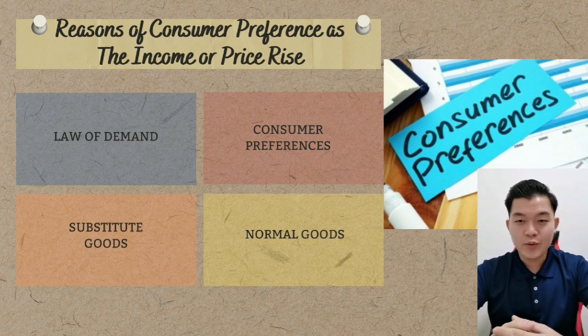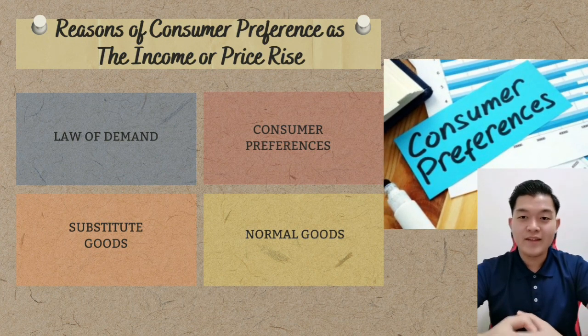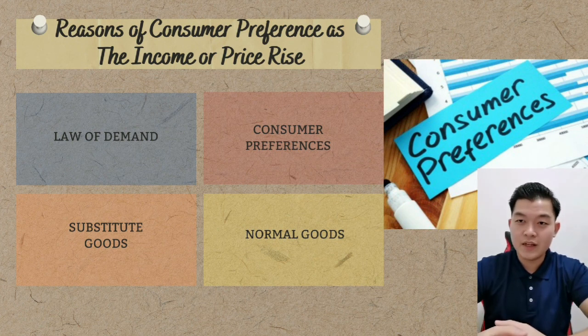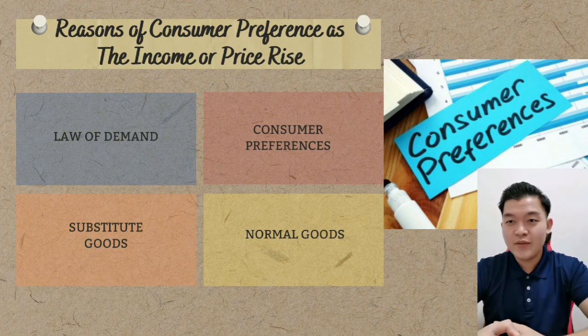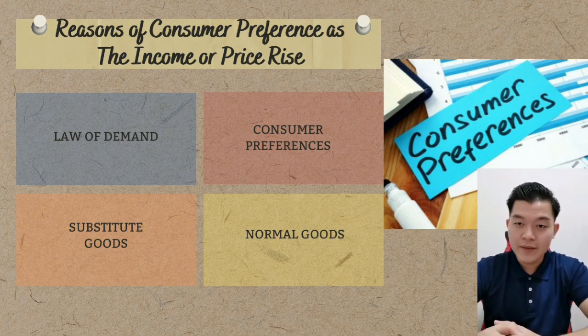Good day everyone. Today I will discuss the reasons for consumer preference as income or price increases. As shown in the slide, there are 4 reasons: law of demand, consumer preference, substitute goods, and normal goods.